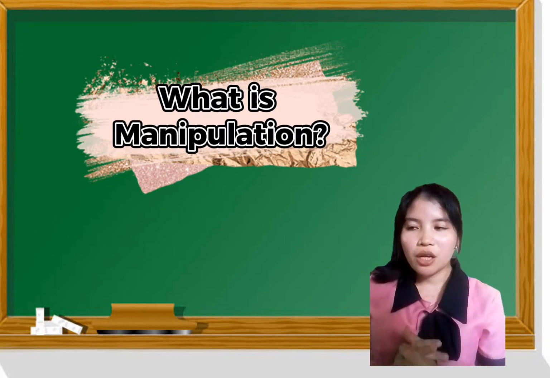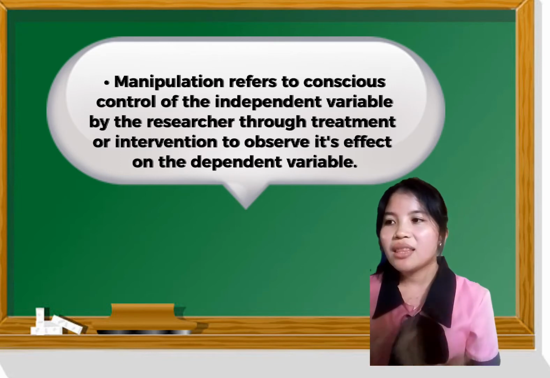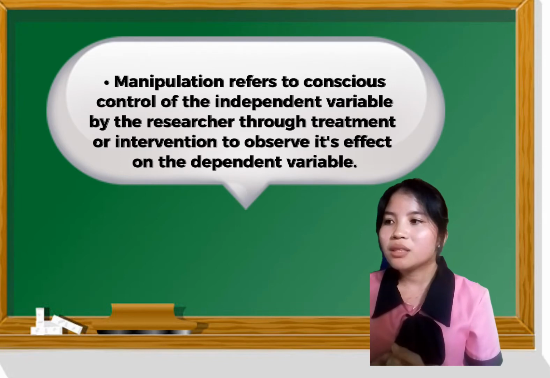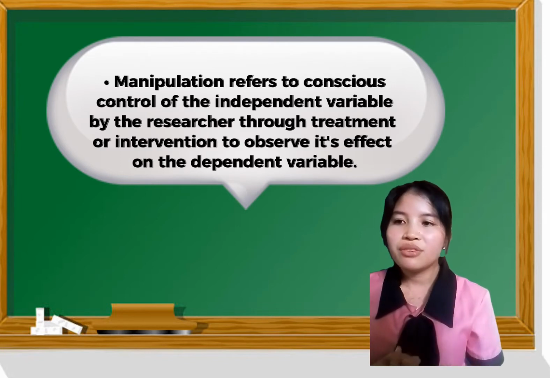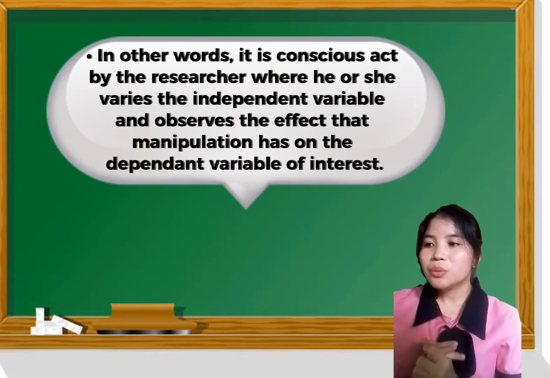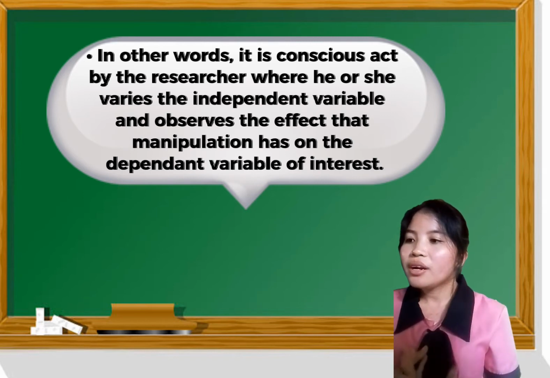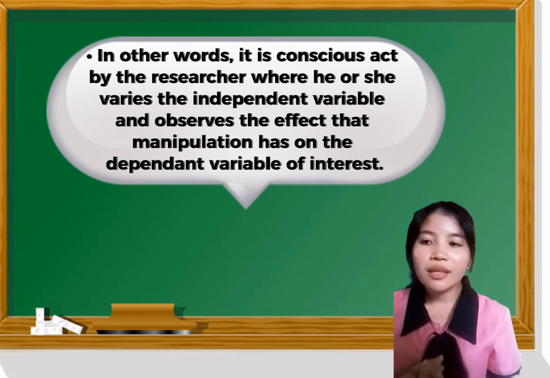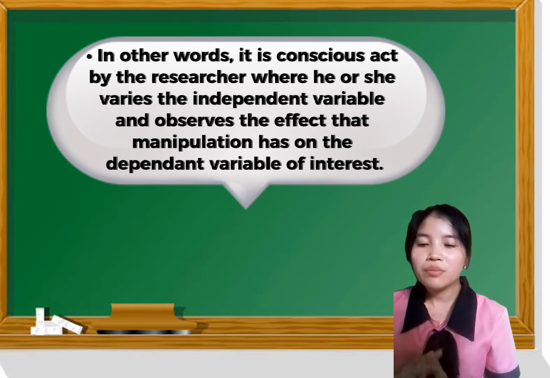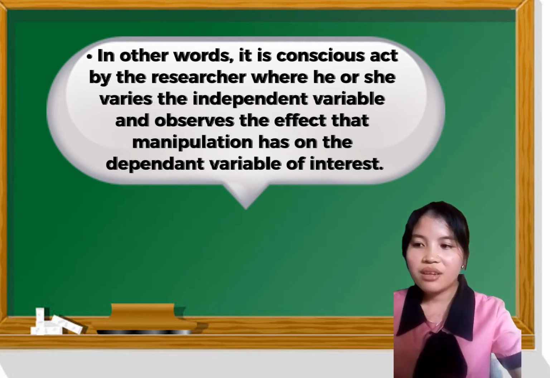What is manipulation? Manipulation refers to conscious control of the independent variable by the researcher through treatment or intervention to observe its effect on the dependent variable. In other words, it is a conscious act by the researcher where he or she varies the independent variable and observes the effect that manipulation has on the dependent variable of interest.